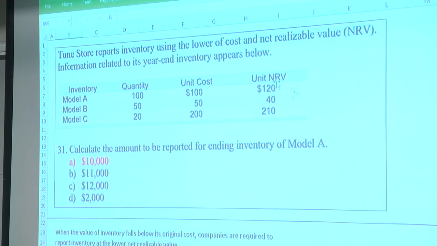If the net realizable value goes up, you don't do anything because accounting is conservative, and net realizable value is not super verifiable. So if you know that it went down, you should be forced to report it. But if it goes up, that may just be manipulated by you and your own estimates. So we don't allow companies to write up their inventory. Instead, they're only allowed to write it down.